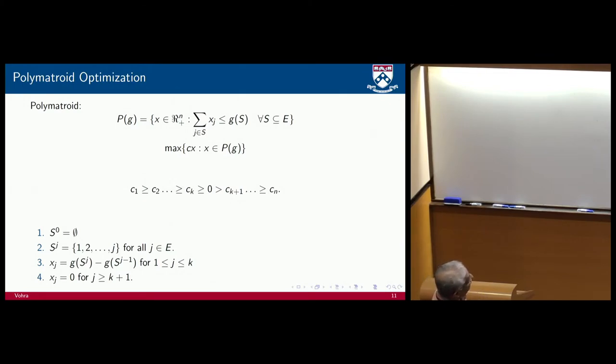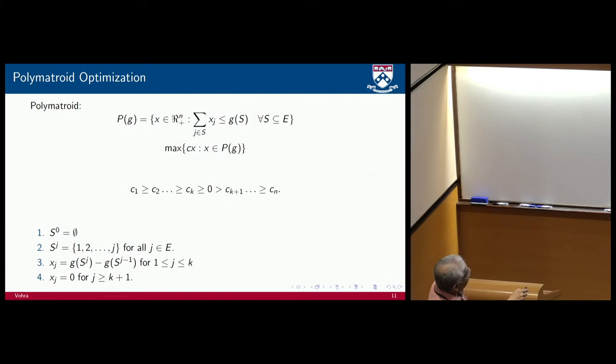I'm interested in this linear programming problem: maximize a linear function subject to x being in a polymatroid. Why is this optimization problem interesting? Well, one, it has a very simple solution. Order the elements by decreasing weight in the objective function. And now, greedily add the elements one at a time and maintain feasibility. Here's the way that you do that. So x1 will be equal to G of 1.